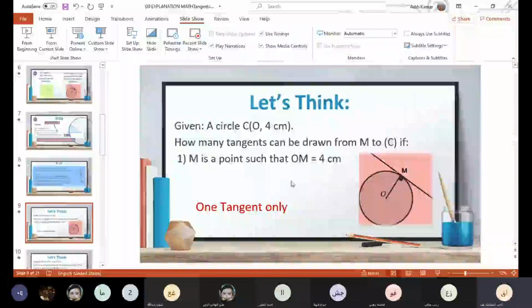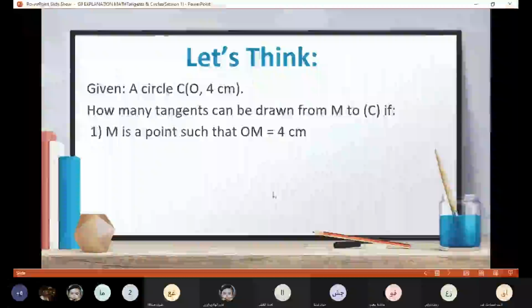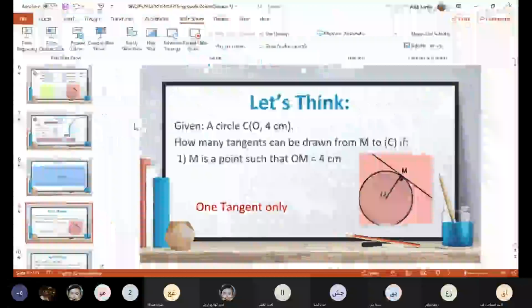Let's think. Given a circle C of center O and radius 4 centimeters, how many tangents can be drawn from M to circle C? One. Only one tangent. One and only one tangent.